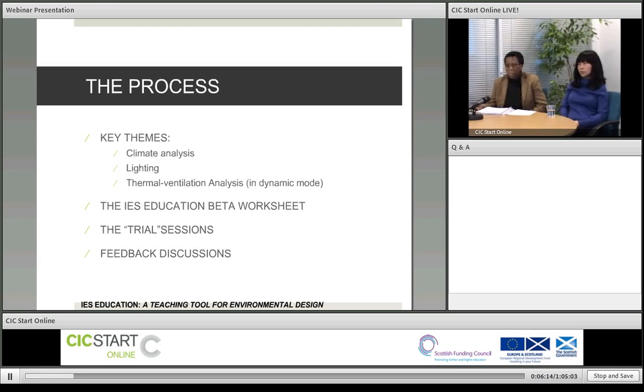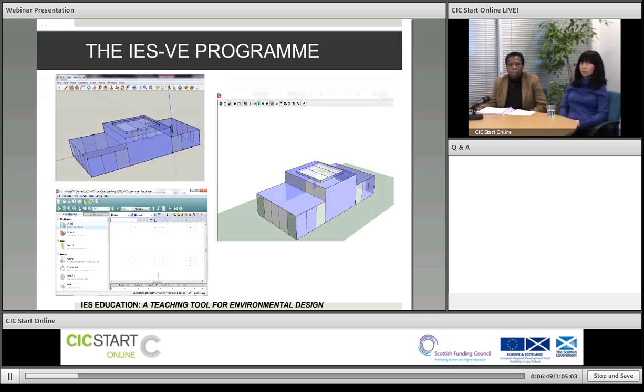Right, so those were the key themes: climate, lighting, thermal ventilation analysis, and it was in the dynamic mode, as I said. Right, so what we had to do was to develop the IES beta worksheet, and then we went on to present some trial sessions which involved myself going to 4 schools of architecture and soliciting information and feedback, mainly from the staff at this point, but also gaining access to use their students in future to do some testing of the beta program that was subsequently developed.